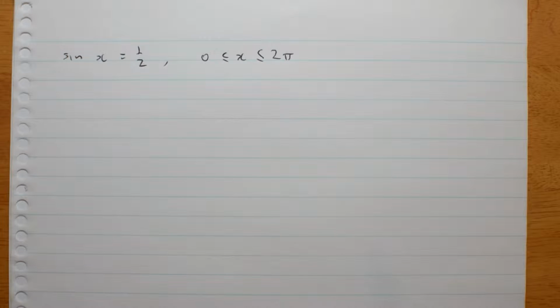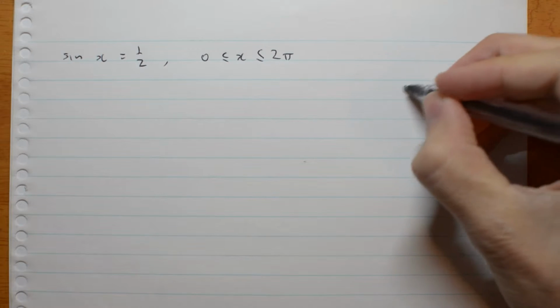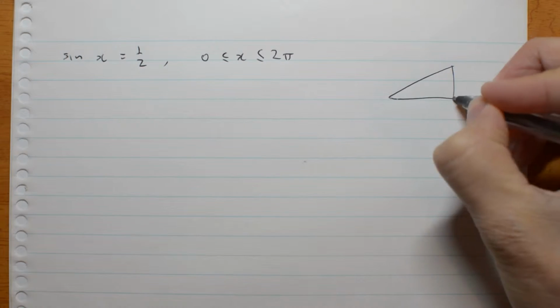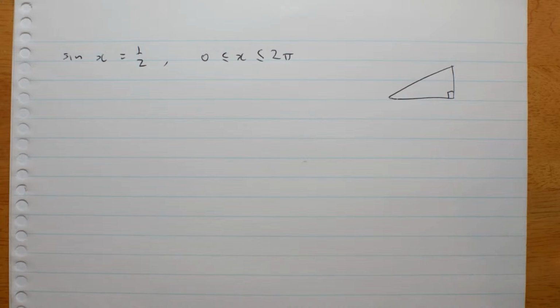So we're going to start with a few simple equations to solve, just to get the right ideas going. First one is this: sine x is a half between 0 and 2 pi. So sine x is a half is one of our favourite well-known triangles. Now we're in radians instead of degrees.